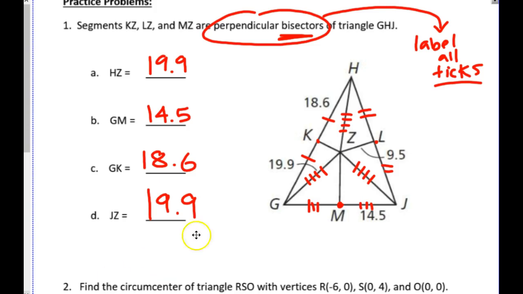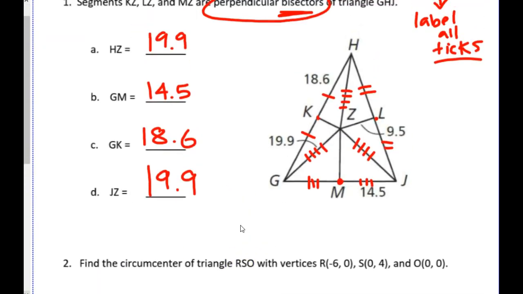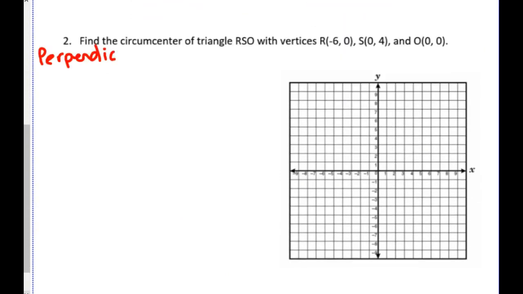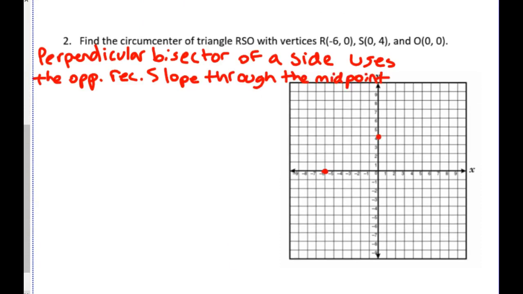Now, to make this harder, number 2. Are we good on this? All right, y'all ready for this? Write this down, please. And then graph that triangle real quick. Okay. Now, this is a little different than orthocenter. This one says perpendicular bisector of a side uses the opposite reciprocal slope through the midpoint. Okay? Give you a minute. Write that down.